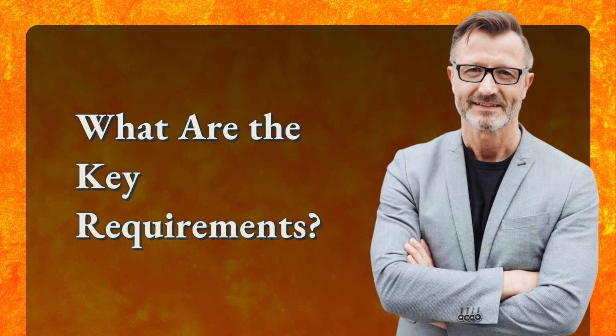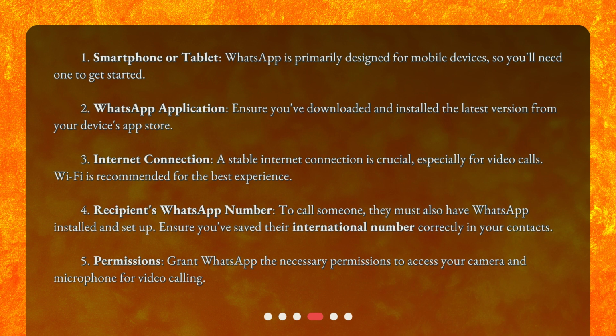What are the key requirements? 1. Smartphone or tablet. WhatsApp is primarily designed for mobile devices, so you'll need one to get started. 2. WhatsApp application. Ensure you've downloaded and installed the latest version from your device's app store. 3. Internet connection. A stable internet connection is crucial, especially for video calls. Wi-Fi is recommended for the best experience.